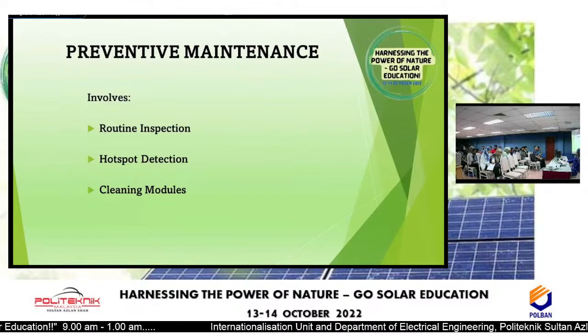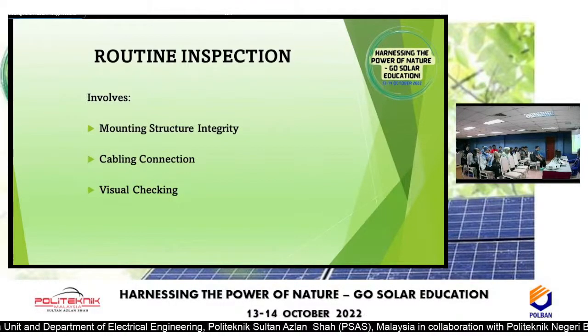The main activities under preventive maintenance include mounting structure integrity, hotspot detection, and module cleaning. A routine inspection involves the mounting structure integrity. Then we can check the cable connection and also do visual checking. This routine inspection we can do weekly or bi-monthly.